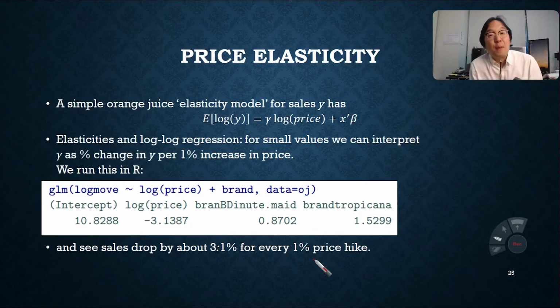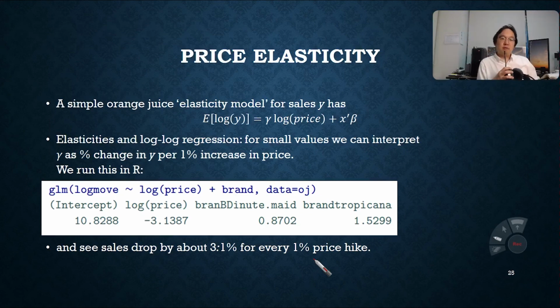That's it. Price elasticity, a simple orange juice, right? Elasticity model for sales y looks like this. Expected value of log of y should be gamma times log of price plus other covariates times beta coefficients. Elasticities and log-log relation. For small values, we can interpret gamma as percentage change in y per 1% increase in price. This is elasticity, not sensitivity, right?